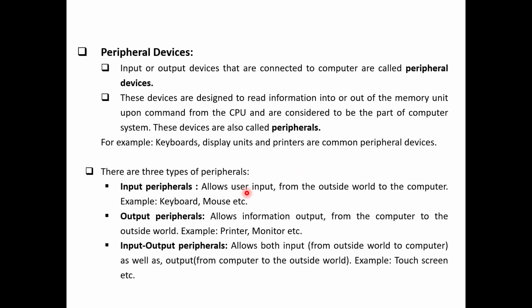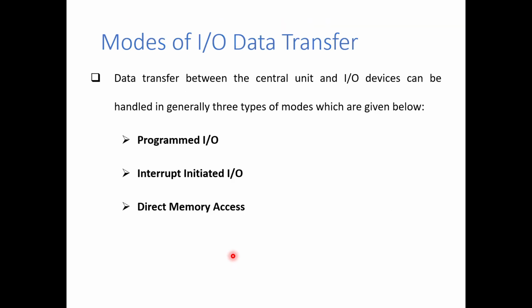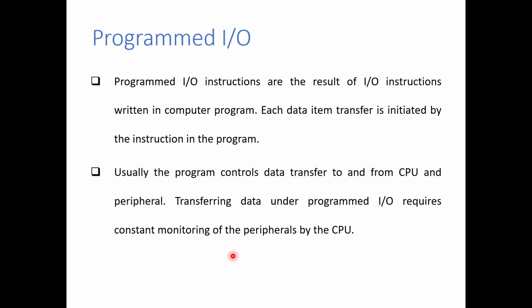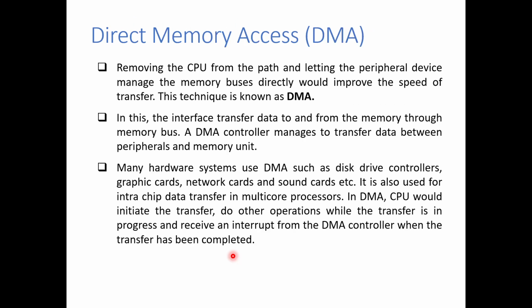The peripheral devices, the input-output devices, are called peripherals. Here, how do you transfer data directly from the IO devices to the memory? With the intervention of the CPU, we can do it. Otherwise, you can go for methods like programmed IO, interrupt initiated IO, and direct memory access. Programmed IO instructions are the result of IO instructions written in the computer program. You have to execute the corresponding instruction for the transfer. Then you can use interrupts for initiating the IO transfer, or you can go for direct memory access.